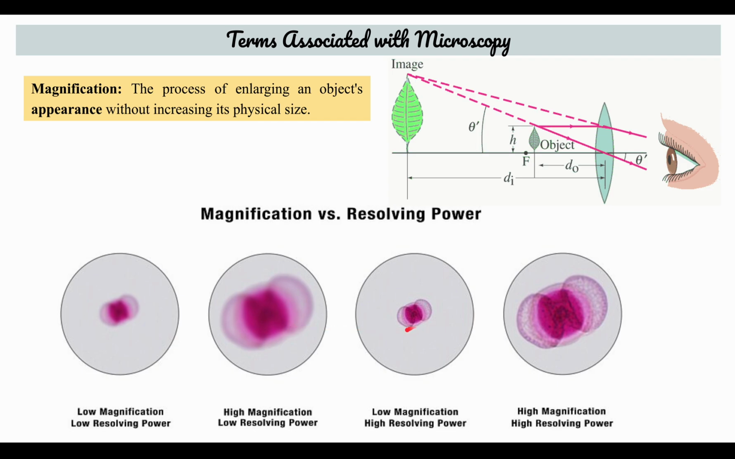In this case, it is a low magnification because the picture is small, but it has high resolving power as compared to our previous example, because we can clearly and distinctively see them. And in this case, it has high magnification and high resolving power. So its size is enlarged, and we can also clearly distinguish each and every entity which is present. So this is what we mean by magnification and resolving power. These are two separate terms.